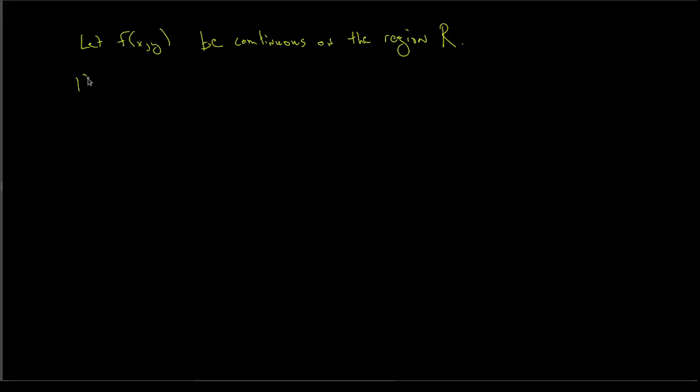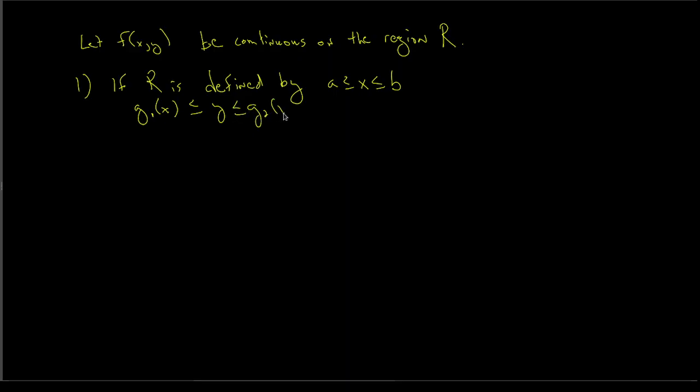And now we'll have two options. If R is defined by A is less than or equal to X less than or equal to B, and some function of X is less than or equal to Y, which is less than or equal to some other function of X, which we'll call G1 and G2, with G1 and G2 being continuous on the interval A to B.